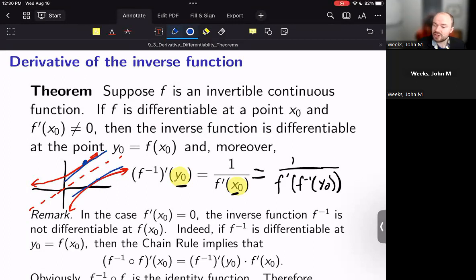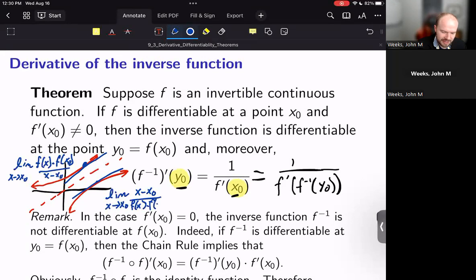Well, if I want to find the slope of a tangent line in the original function, then I know how to find that formula. It's the limit as x approaches x naught of f of x minus f of x naught divided by x minus x naught. Now here, I'm doing the same formula, but notice that my x and y values are flipped. So this is the limit as x approaches x naught of x minus x naught over f of x minus f of x naught, because I flipped the roles of x and y values.